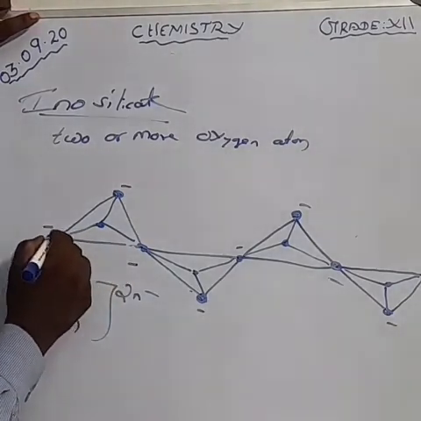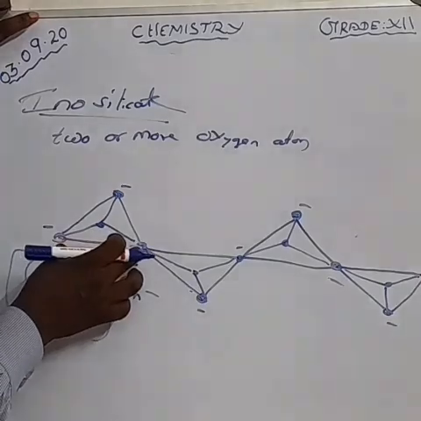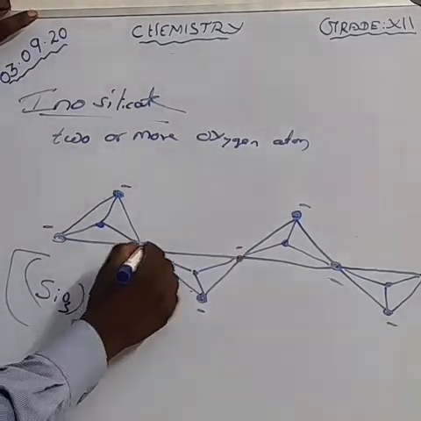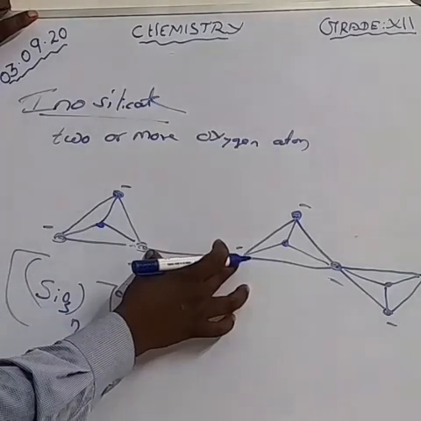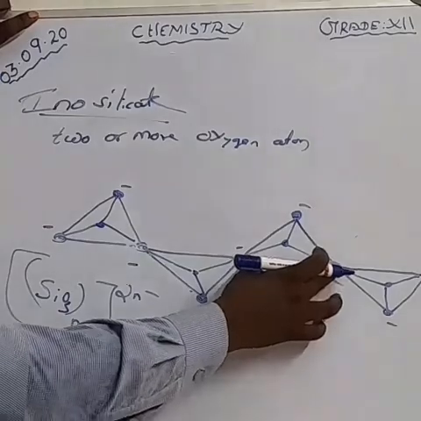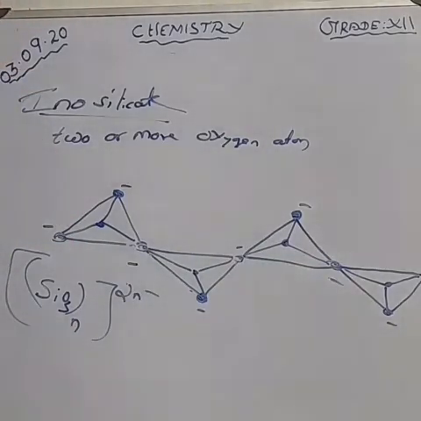This is one oxygen atom, and this is another oxygen atom, sharing 2 of its oxygen atoms. Here also I have 1, 2, and here 1, 2. So each silicate unit shares 2 of its oxygen atoms with other units.